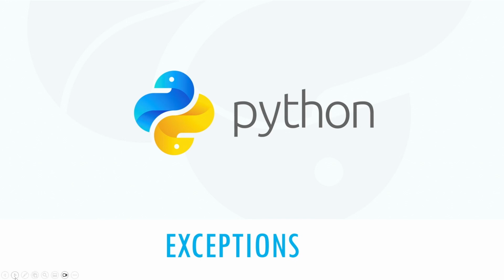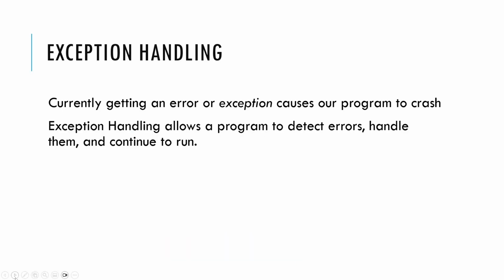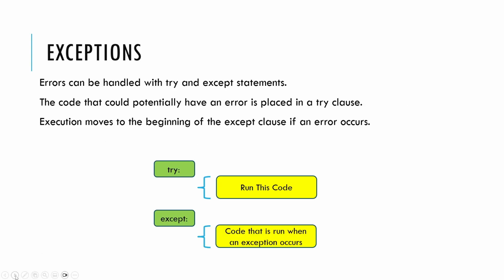Python exceptions. Currently, with our coding, when we get an error or an exception, our program will crash. Exception handling allows a program to detect errors, handle them, and, even better yet, continue to run.